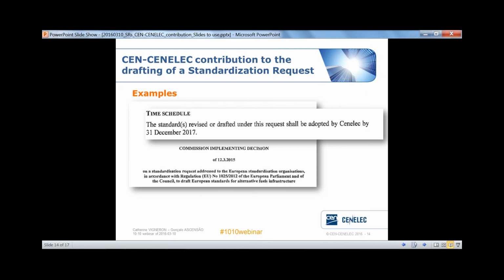Concerning the activities of the ad hoc group, as I said, the time schedule is extremely important, because we should ensure that if this time frame is established in the standardization request, we deliver the standards in line with that time frame. You can see an example here where there was a clear deadline for standards to be adopted by December 2017.